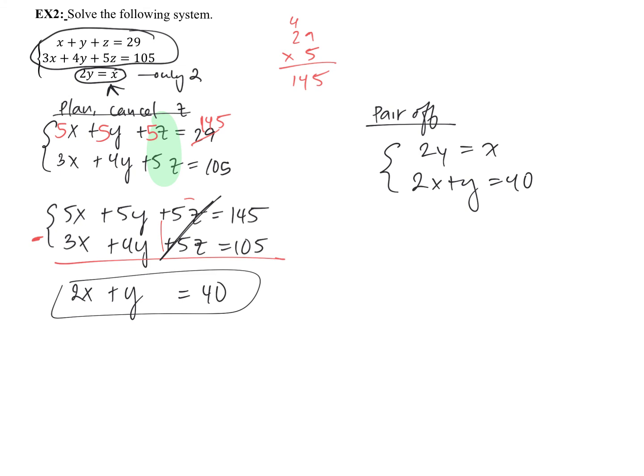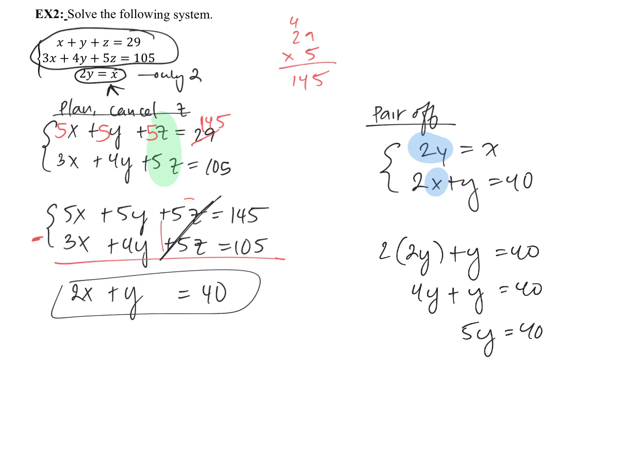So I already know that x equals 2y. So let's go ahead and solve this with substitution by replacing x with 2y. So solving with substitution, I get 2 times 2y plus y equals 40. So that'll be 4y plus y equals 40, and then we get 5y equals 40. Dividing by 5, we have that y equals 8. Okay, we found one of the variables.